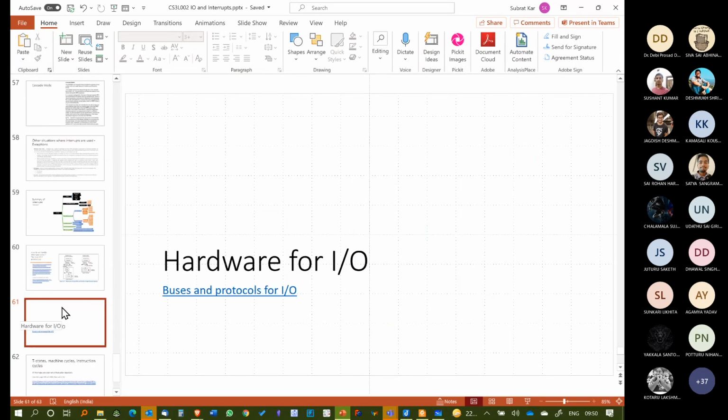Okay, so at this point, we are ready to go next week into hardware for I/O, which is buses and protocols for I/O. So any questions? We are at the end of this class. Any questions?